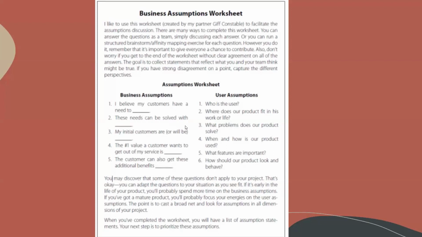Their needs can be solved with the things I'm going to do, or the kind of functionalities I'll be bringing into my application. The needs that I had previously mentioned will be solved. My initial customers are, for example, school kids, normal people commuting in taxis, whatever, XYZ. And the number one value a customer wants to get out of my service, again, they're prioritizing the assumptions. A lot of assumptions might have come up, and they're prioritizing here. And the customer can also get these additional benefits if I do certain things.